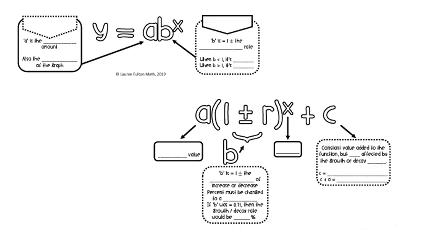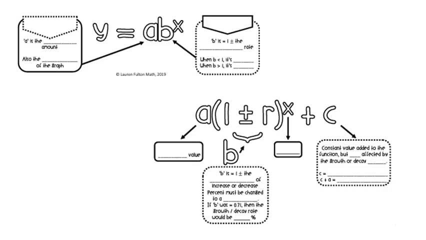B over here represents the growth or the decay rate. When b is less than 1, it is decaying. When b is bigger than 1, you have growth.